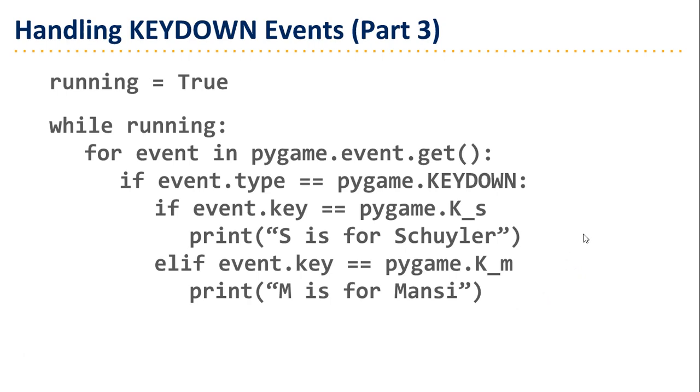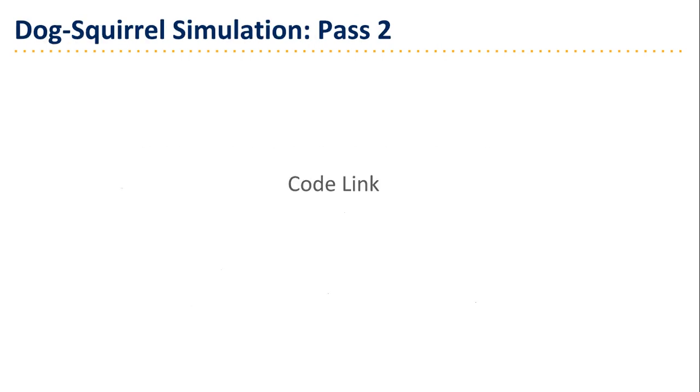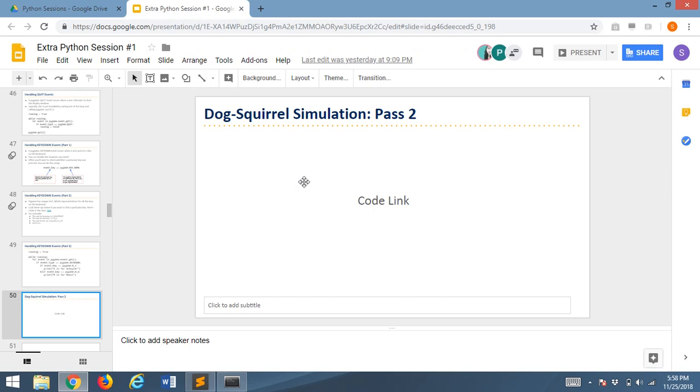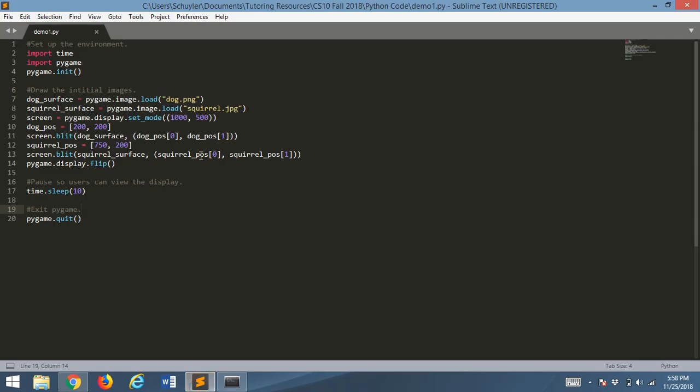So you can see that even with the small amount of Pygame that we've learned so far, we can write a simple program that maybe helps children learn the alphabet or something like that. Let's use everything we've learned to improve our dog-squirrel simulation. So here I have the code that we wrote before. You remember that we were able to load images of a dog and squirrel onto the display and show it to the user for 10 seconds.